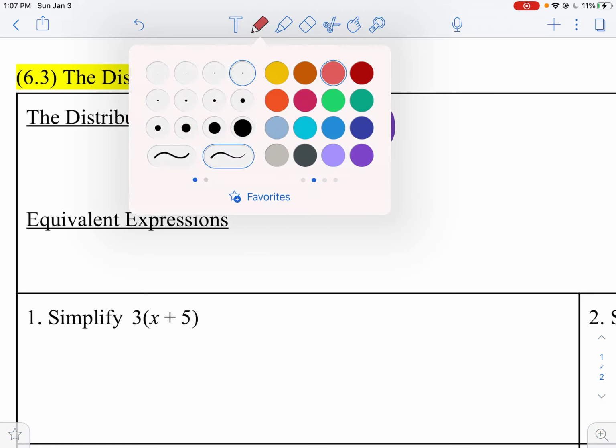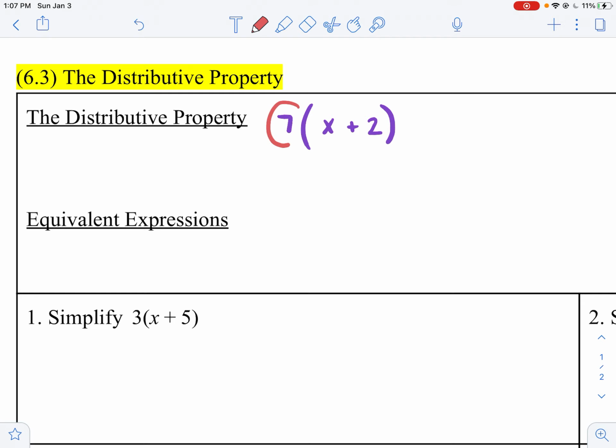So the way we do this is we are going to multiply, because this 7 is leaning up against the parenthesis, meaning it is implying multiplication. So we are going to do the 7 times each thing on the inside of the parentheses. So 7 times x, which is just 7x, and 7 times 2, which is positive 14.